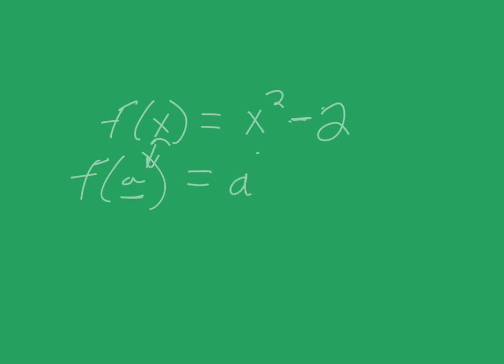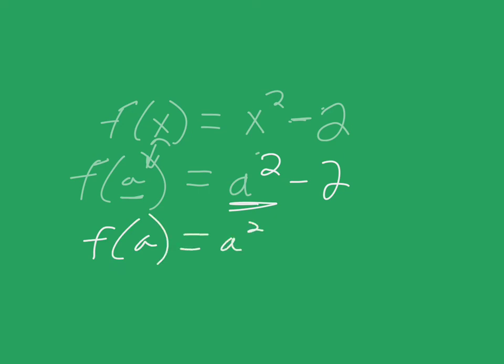If you see the difference here, the only thing that changed is a went in for x. So I do a squared. So we do a squared minus 2. And because we don't know what a is, we can't do much more with that. So actually, that's our final answer. So we say f of a equals a squared minus 2. And then these aren't like terms, so we can't combine them or do any more math to it. So that's our final answer.